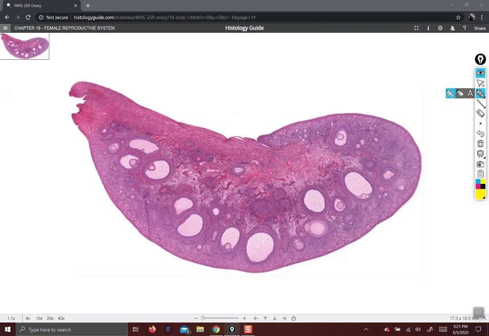So this is an entire ovary, and one of the features of the ovary is the medulla versus the cortex. So I'm going to outline roughly where the ovarian medulla is. And then the cortex.